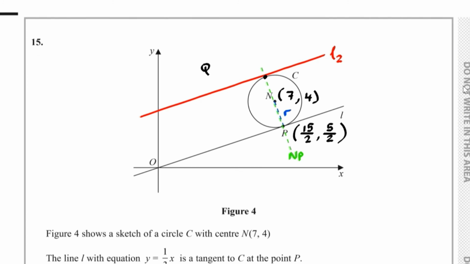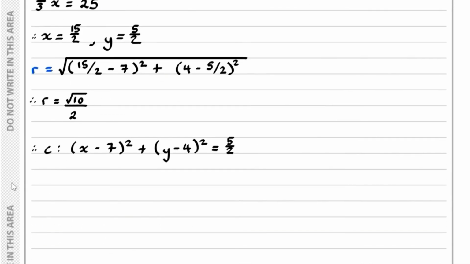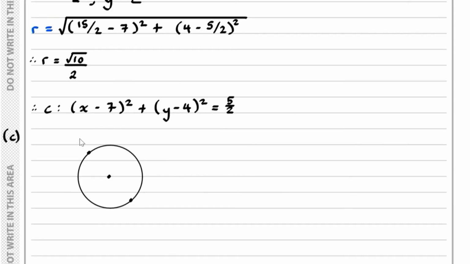So if we were to use vectors, let's just draw a quick diagram to illustrate what we need to do for part C. Here is our circle. We've got Q, N, and P. Now, what we can do is determine how we go from N to P. And then we can use that information to find out how we go from Q to N.